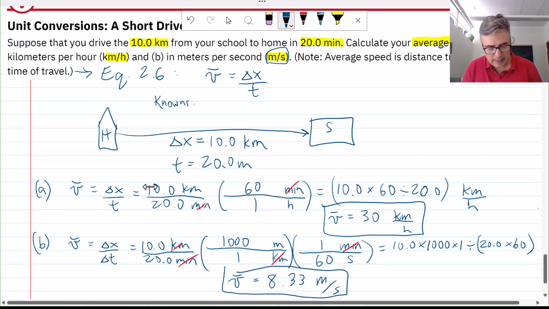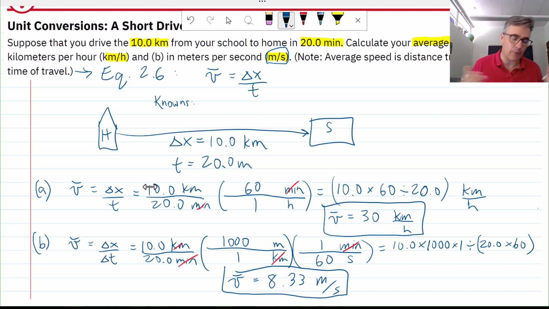So that is less than 30, but we're saying these are the same. So I think going 1 meter per second is faster than going 1 kilometer per hour. So this sort of makes sense.